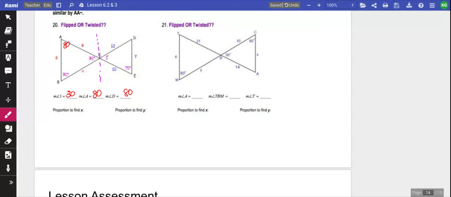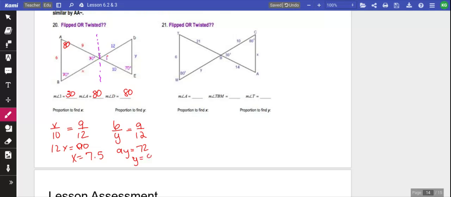The proportion we would use to find x then is x over 10 equals 9 over 12. So 12x equals 90 and x equals 7.5. Then for y, we would use 6 over y equals 9 over 12. So 9y equals 72. So y equals 8.